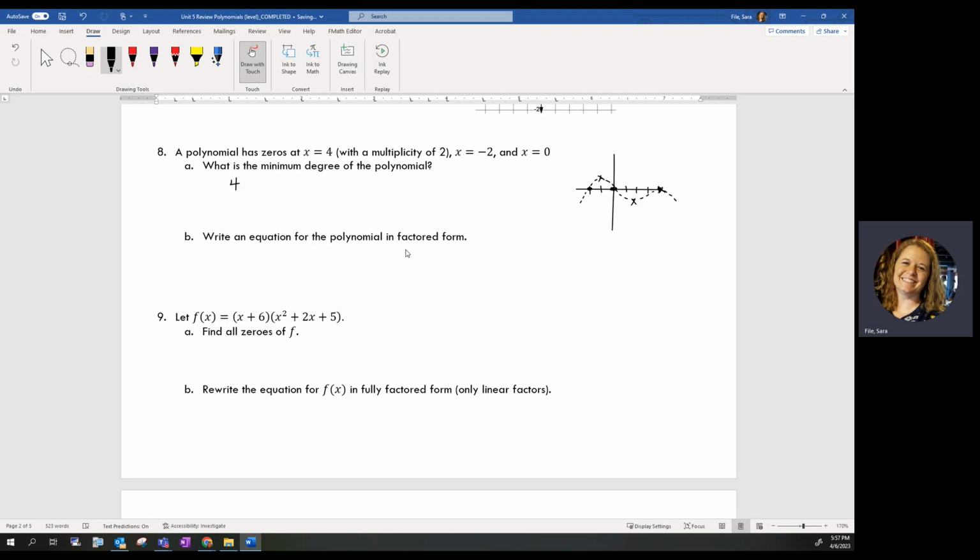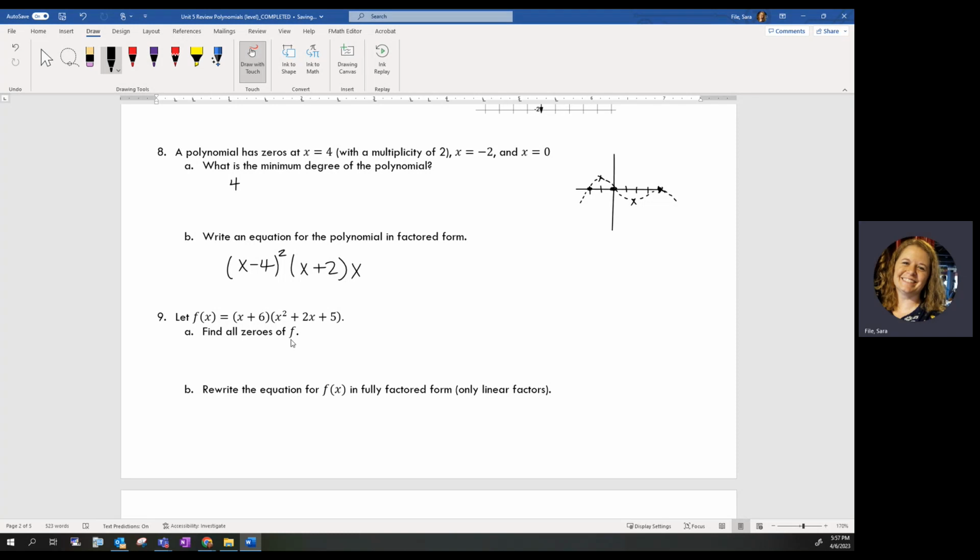Write an equation for the polynomial in factored form. So it could be, the 4 would have to be x minus 4, because remember when you set it equal to 0 and solve, you want it to come out to +4, so it's the opposite sign in here. Multiplicity of 2 means that factor is squared. And then this one is minus, it's -2, so minus -2 would be +2. And then for it to be 0, that just means there's nothing added or subtracted to it. It could just be an x.